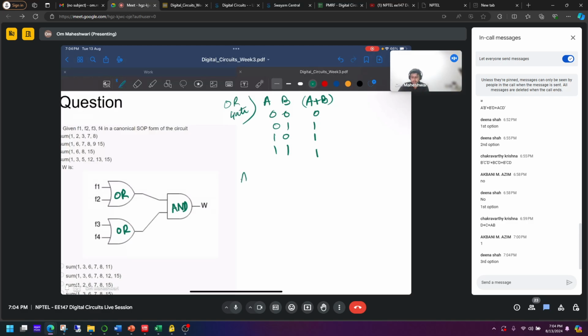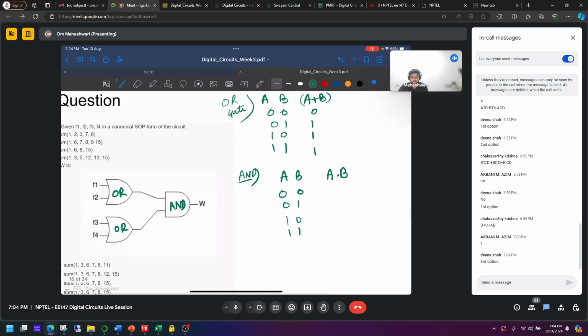Right? Next you have the AND gate. For the AND gate, you see A dot B, inputs 0 0, 0 1, 1 0, 1 1. The output is 1 only when all inputs are 1. Otherwise it is 0. So this is the AND gate truth table.